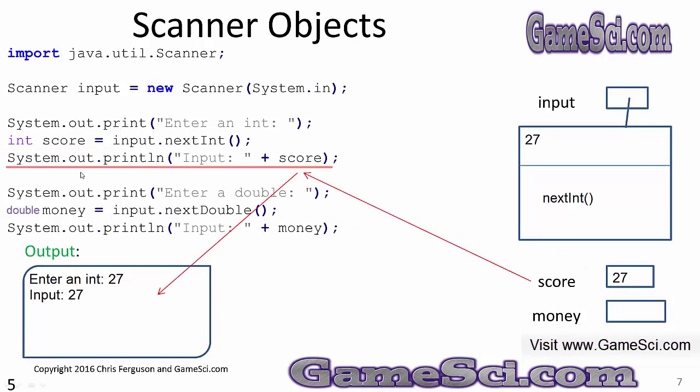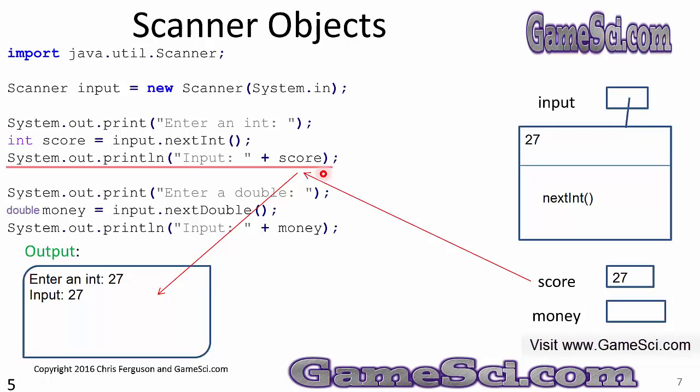Now I'm going to sort of echo back to the user what they input. Again, System.out.print. In this case, I'll do a println, which is short for print line. Print a line of output. This will cause it to output an entire line to the console or output. And what do I want to output? I want to output the words "input:". I want to append to it the score.